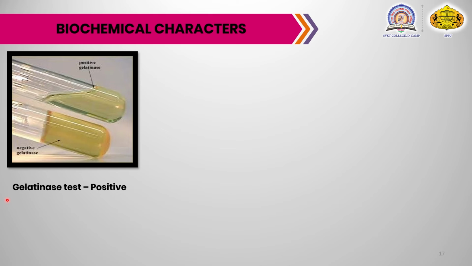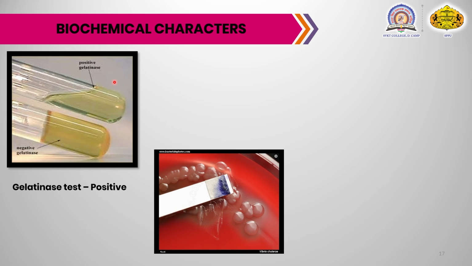In this particular image, you can see that after inoculation of this organism in a gelatin media, after incubation at 37 degrees centigrade, you can see the liquefaction of the gelatin. So gelatin is hydrolyzed by the organism and it is broken down, which loses the property of solidification of this gelatin, and there is a liquefaction, and this particular liquefaction is imparted by the production of gelatinase enzyme by this particular organism. So your Vibrio cholera is gelatinase positive.